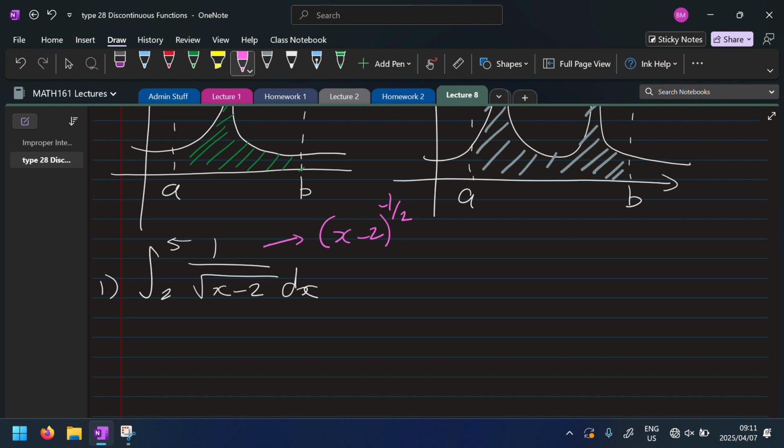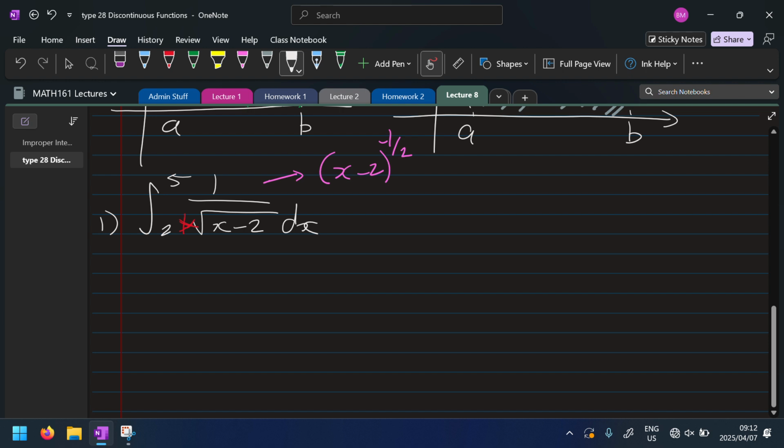Let's have a look at the bounds. If we substitute 5 into the function, we get 1 over root 5 minus 2, it's 1 over root 3. That's fine, no issues with that. Let's look at 2. What does this function look like at 2? Well, we have 1 over root 2 minus 2. That's 1 over 0. There's a problem. So here we have a big problem at 2. There's an asymptote at 2. We need to deal with that. You can't just integrate this directly and substitute the bounds, because at this bound there's an asymptote. How are you going to substitute a value there?